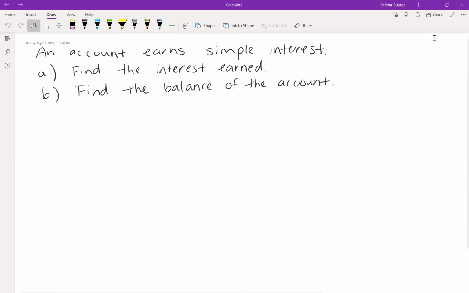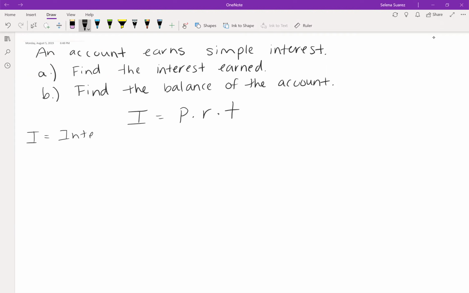So for all of these, you're going to be using this formula. I'll explain what each of the variables means in just a bit. The formula is I equals P times R times T, okay? I represents interest earned. So jot these down in your notes.